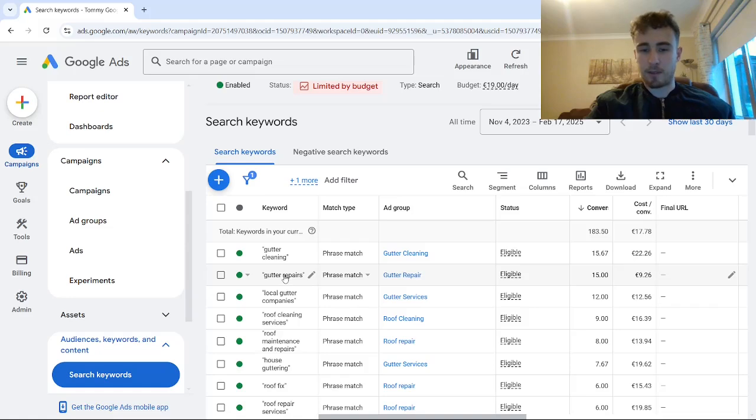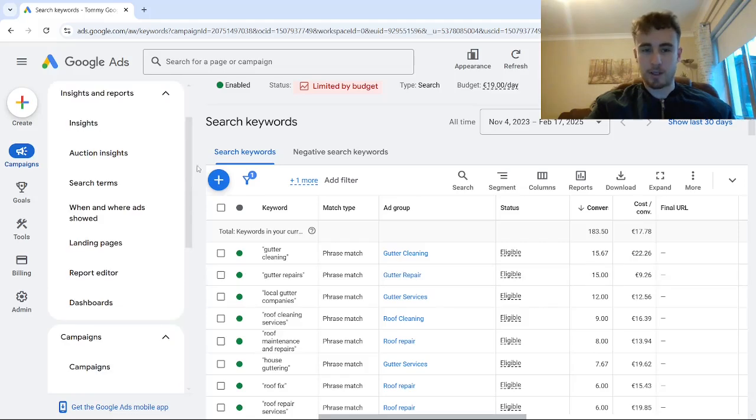you, then yeah, they might feel like this company probably does what we're looking for, but they're always going to choose the company that says gutter repairs if they're looking for gutter repair, because that's exactly what they're looking to get done. So we're just trying to answer the customer's problem as much as possible. And splitting your keywords up into separate ad groups like this is the best way to make sure that you write highly relevant ads to the keywords that you're targeting.